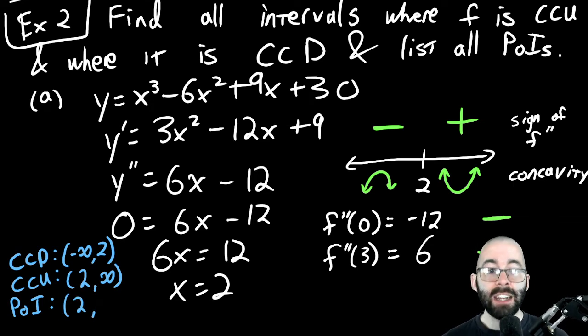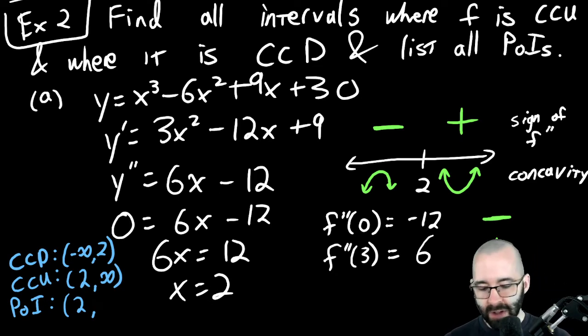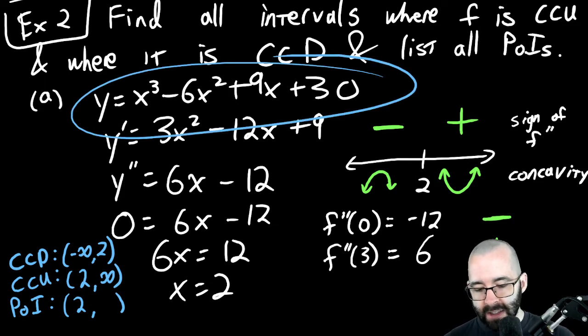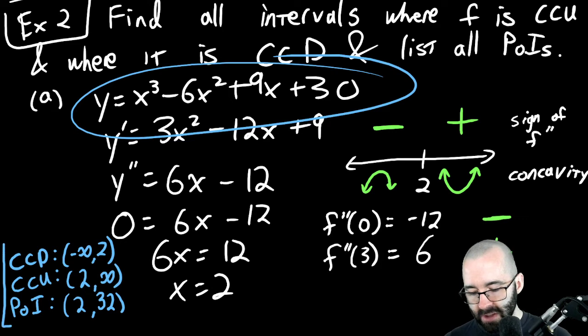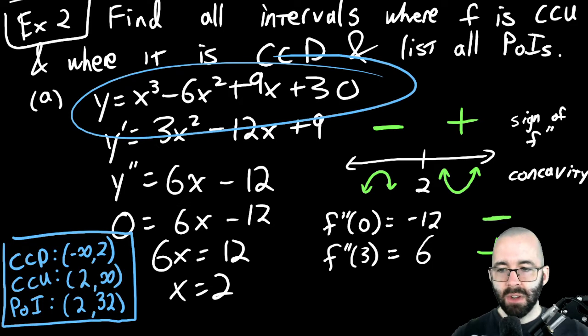What's the y coordinate? Again, it's a point of inflection. Points have x coordinates and y coordinates, at least in 2 dimensions. In higher dimensions, they have more coordinates. But we need the y coordinate as well. So when x is equal to 2, what's that y coordinate? That's going to be 8 minus 24 is negative 16 plus 18 is 2 plus 30, 32 maybe? We'll check with the calculator afterwards. This is where it's concave down. This is where it's concave up. And the point of inflection is at 2, 32.